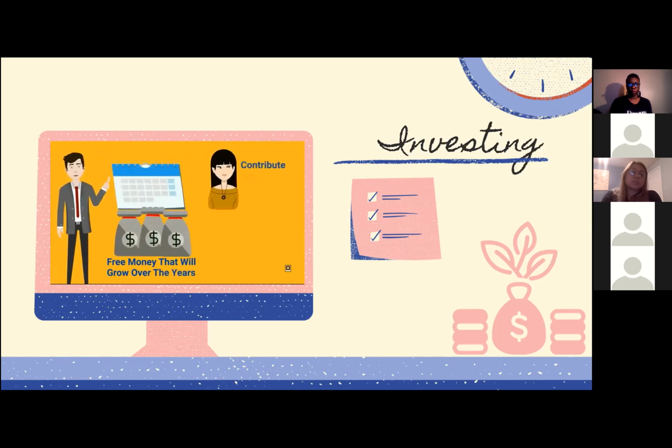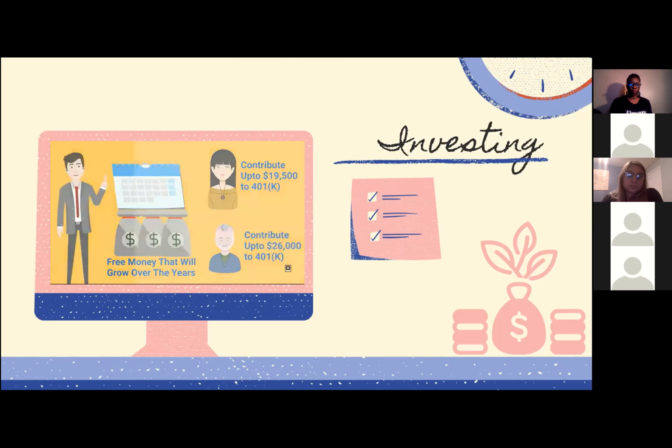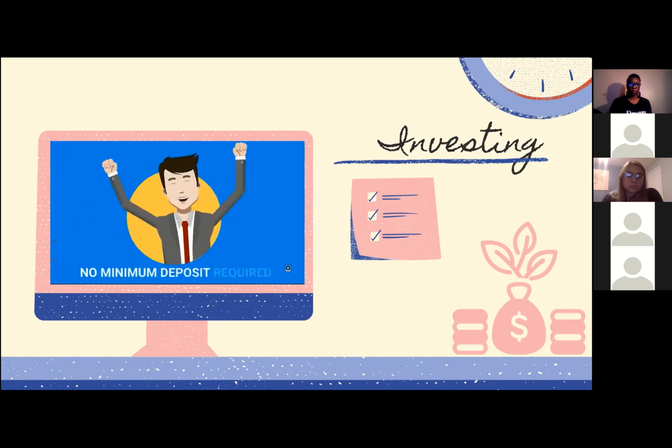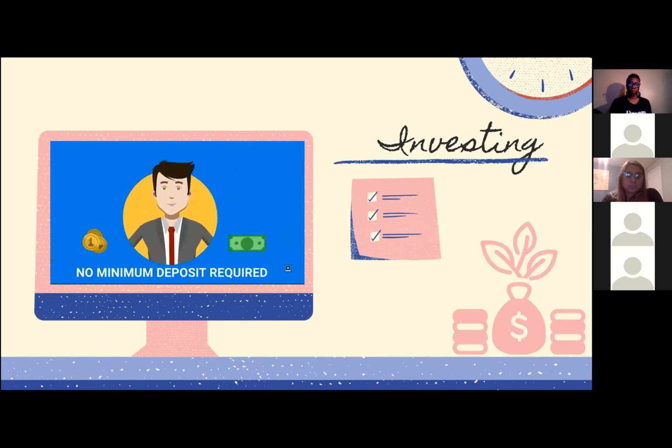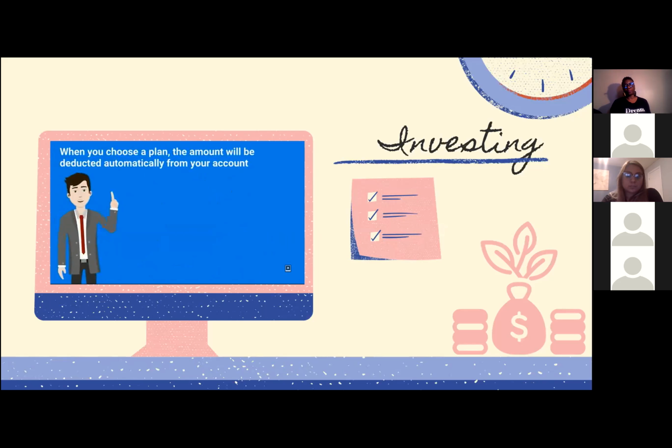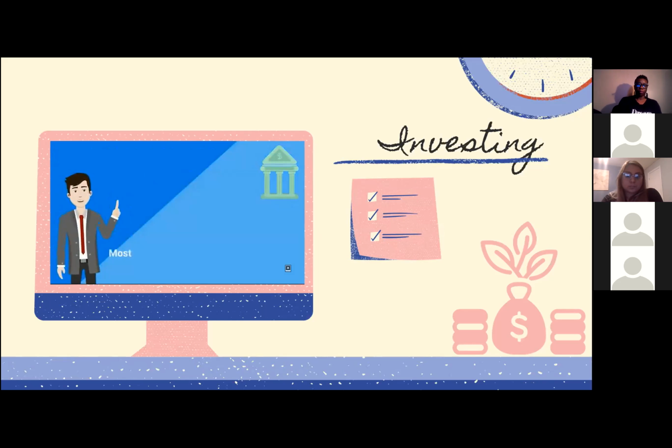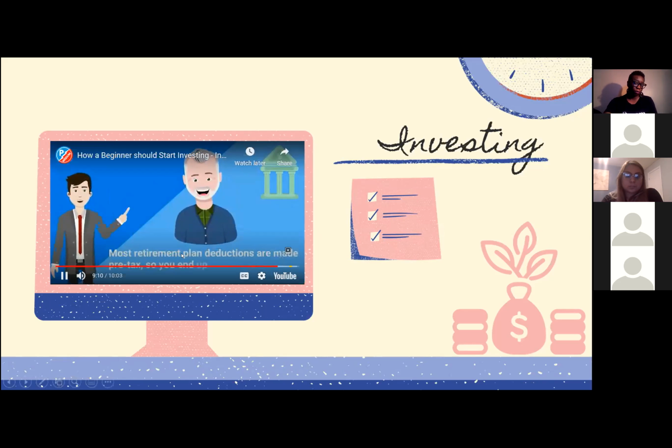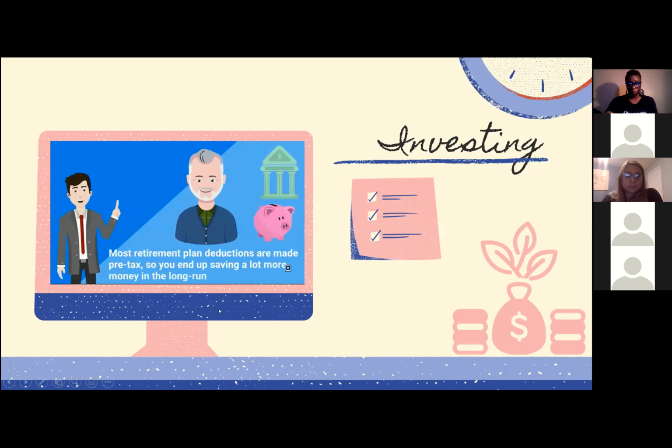Today, you can contribute up to $19,500 in your 401k and $26,000 if you're above the age of 50. The beauty of this investment plan is that there's no minimum deposit required. You can start with as little as you can afford to. When you choose a plan, the amount will be deducted automatically from your account. Most retirement plan deductions are made pre-tax, so you end up saving a lot more money in the long run.